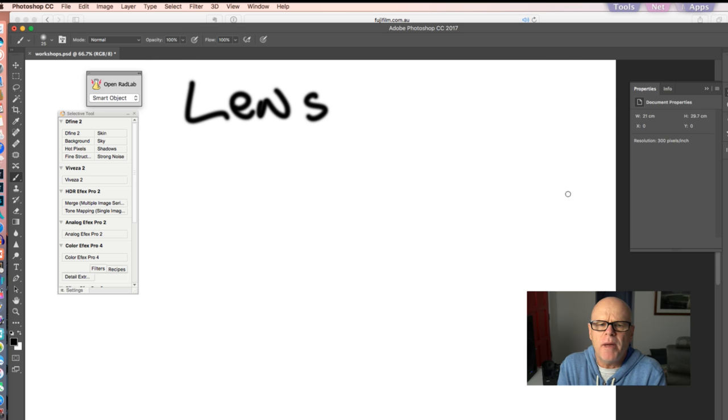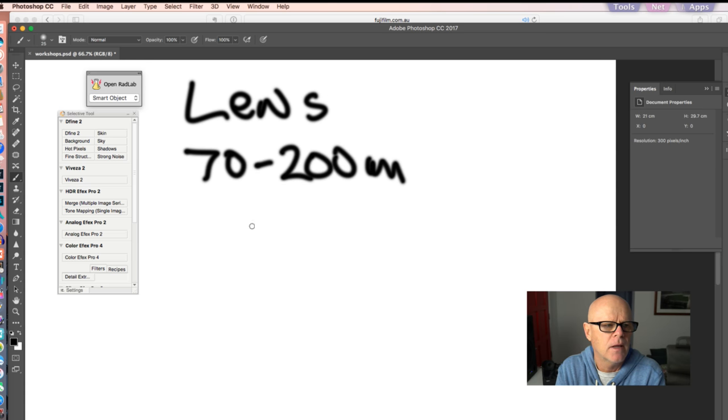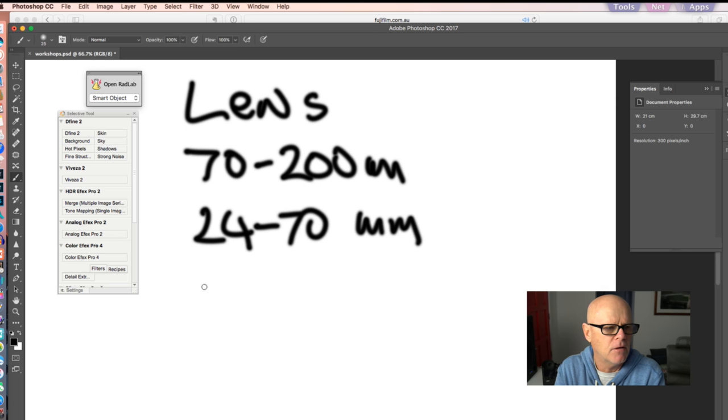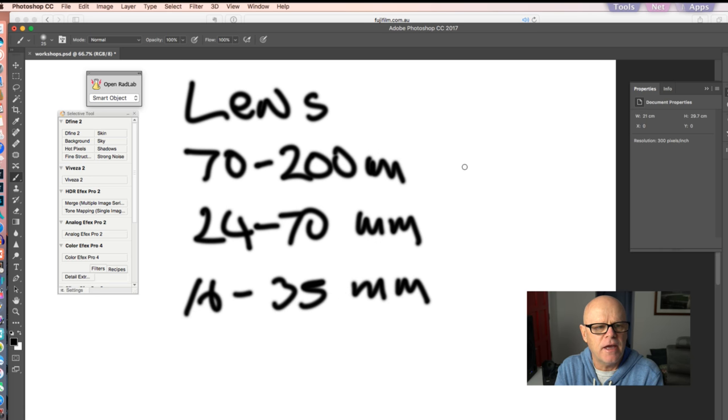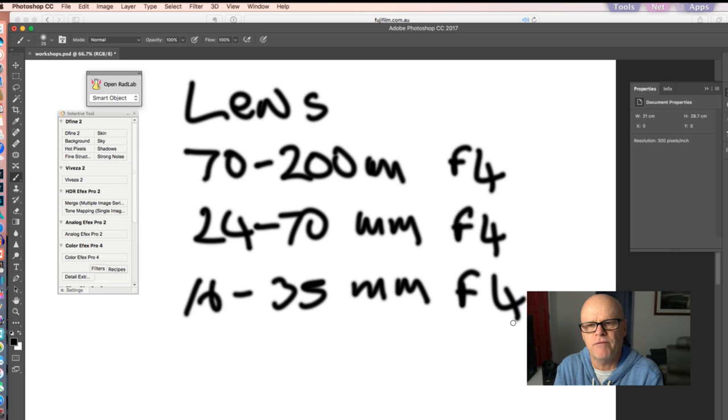So lenses. Let's talk generally here for weddings. The main lenses that you'll need if you've got weddings, there are three main ones we're going to talk about: a 70 to 200 millimeter, the 24 to 70, and in the case of Sony, a 16 to 35 millimeter. Now, I've got the F4 version of all of these lenses, and I'll talk about that in a second. They now have 2.8 versions of these lenses.